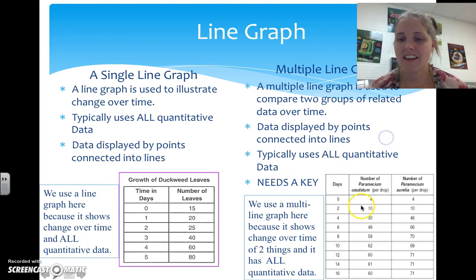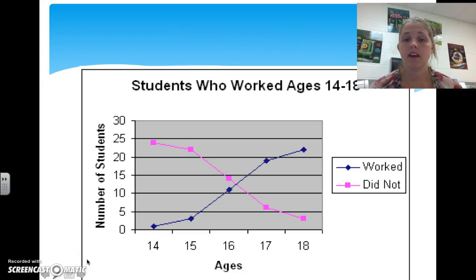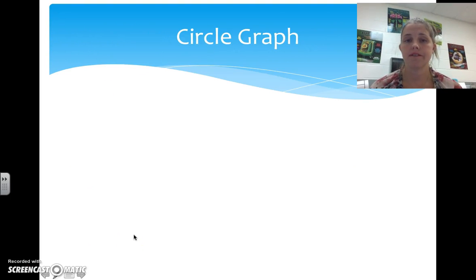Okay, and now this is our regular line graph, so single line graph. You'll notice that we have days or a timeline and then some sort of measurement. And this would be our multiple line graph. Again, time and measurement.